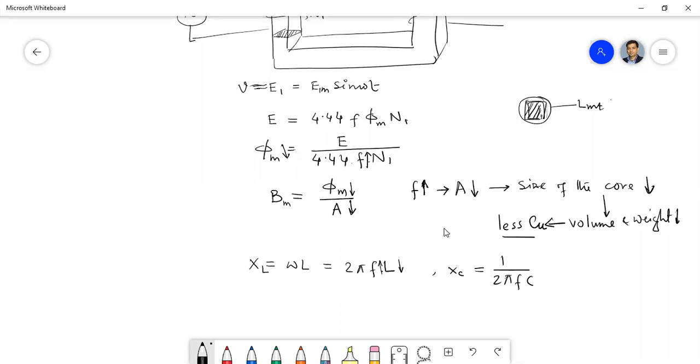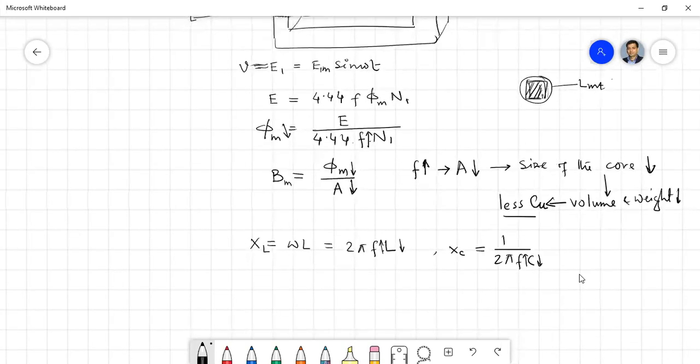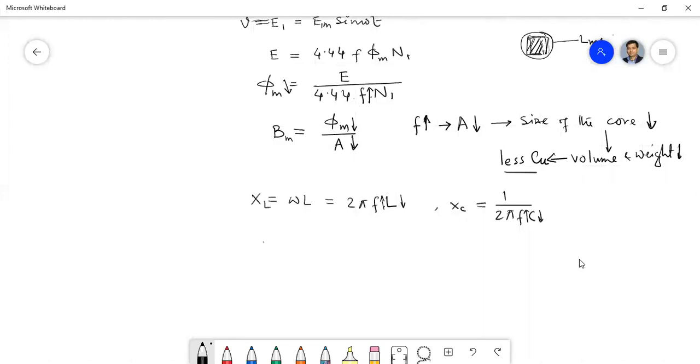Here also, if the frequency is high, the capacitor will be low. So this is how, though we call power frequency, which lies between 0 to 400 hertz. Define power frequency as this. Though in India we use mostly 50 hertz, and in some countries we use 60 hertz also.